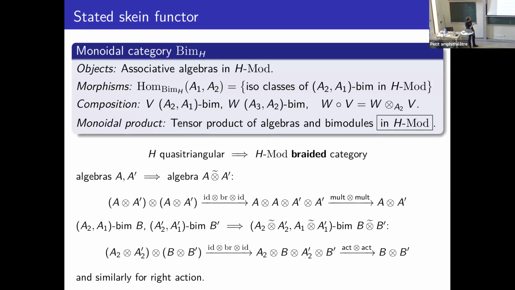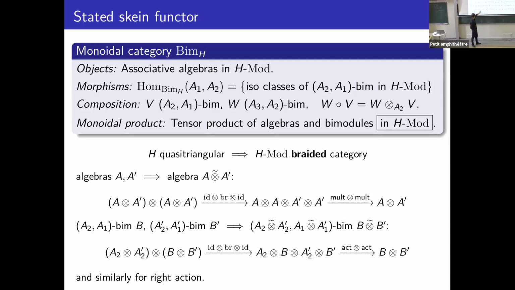Since H is quasi-triangular, which means you have an R-matrix, H-mod is a braided category, and then you can define the tensor product of algebras and bimodules. For instance, if you have two algebras, A and A prime, you want to define a multiplication on A tensor A prime, but the braiding allows you to switch the two middle factors, and then you can multiply. And you can do the same thing for bimodules. If you have two bimodules, you will get a tensor product bimodule over the tensor product of the algebras.